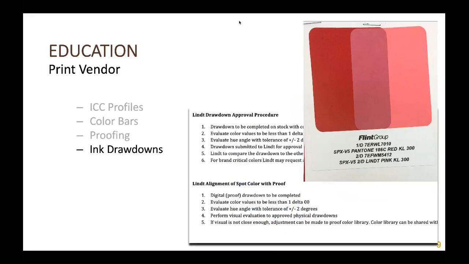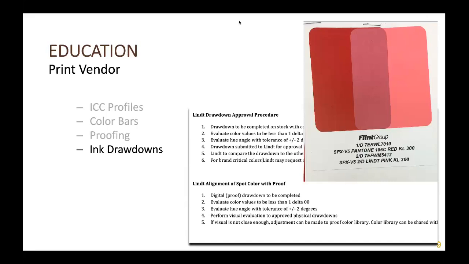Another big communication thing that we have working with them is what ink drawdowns look like. We have pretty tight tolerances, and there's a small snippet of some of our standards or what we're asking for from a print vendor for what our drawdowns are. So we are going in super tight on our drawdowns. I'm looking for about a 1 delta E on the drawdowns with a plus or minus 2 degrees on the hue angle before we even will go to press, so that I know that their ink is in a good spot and it will maintain consistency.